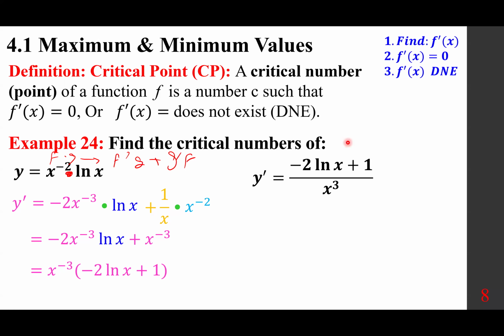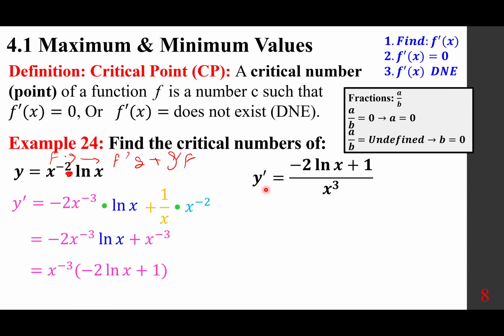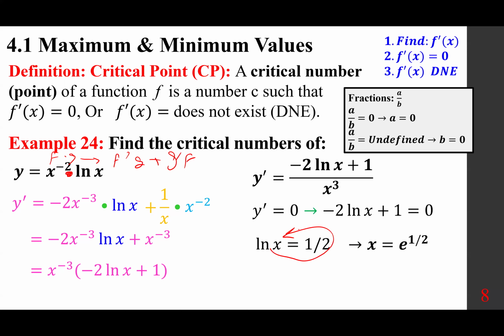F prime is 0. A fraction is 0 if the top is 0. So fraction a over b is 0 when a is 0, undefined when b is 0. For now, the top is 0, and so that means ln x is positive 1/2. You can take this to the other side: negative 1 divided by negative 2 is positive 1/2. Now ln x is 1/2. That means x is e to the power of 1/2 precisely.